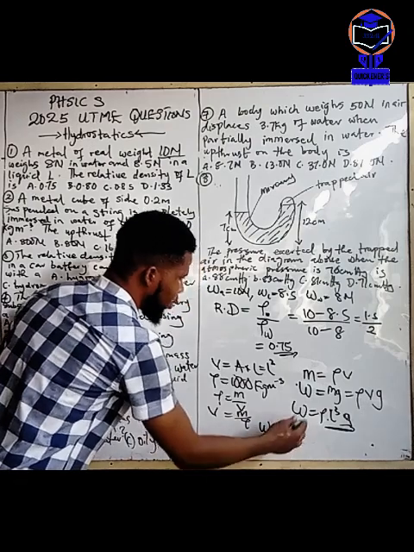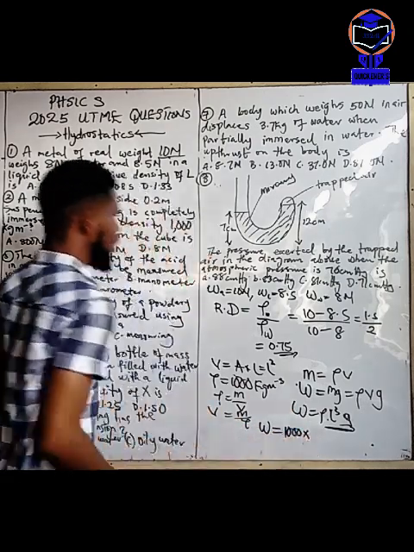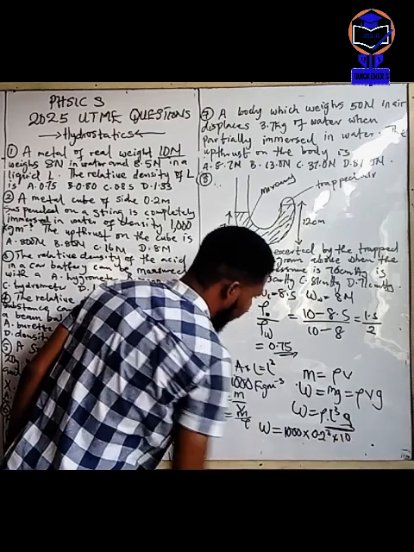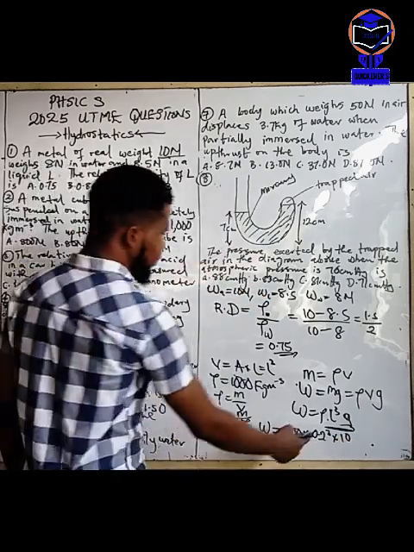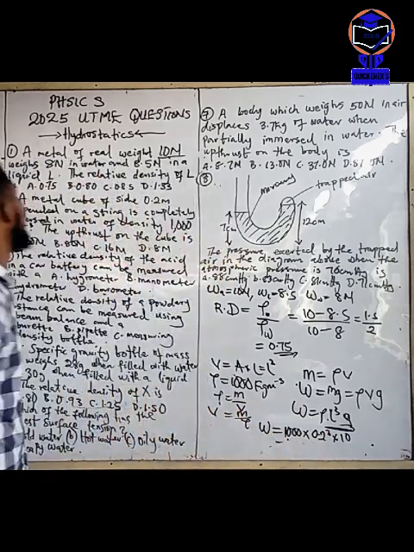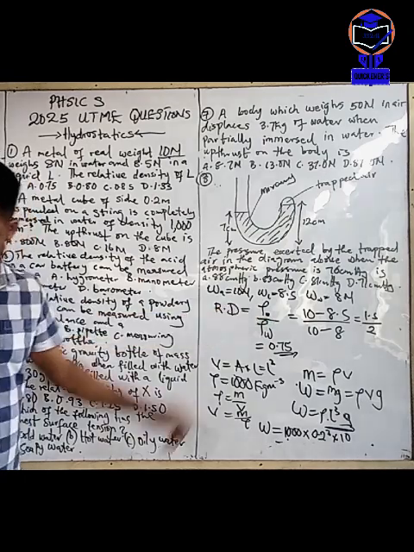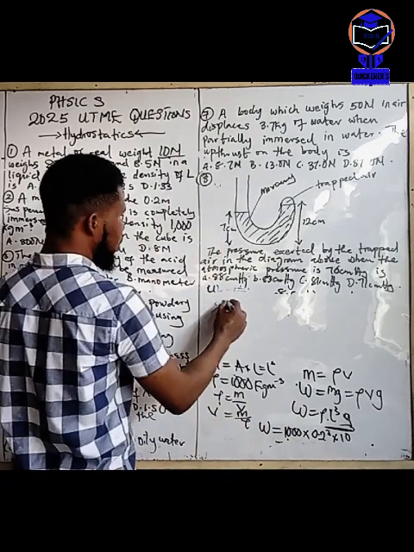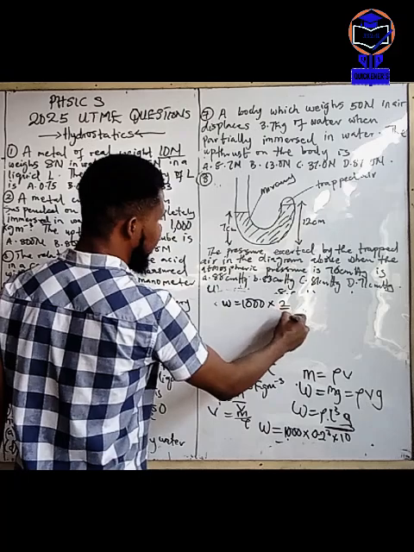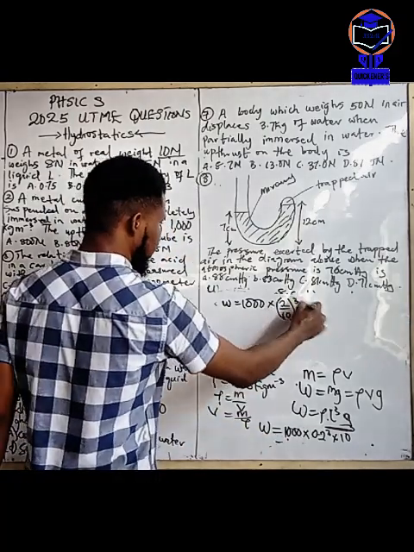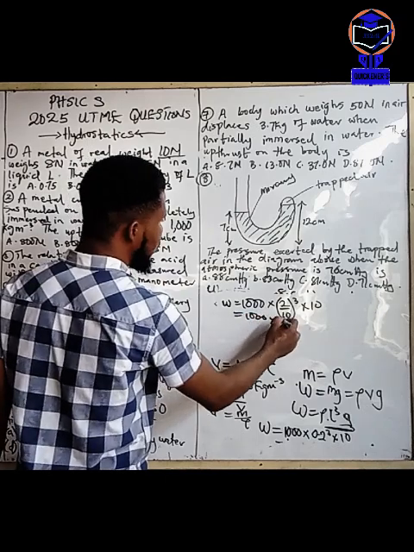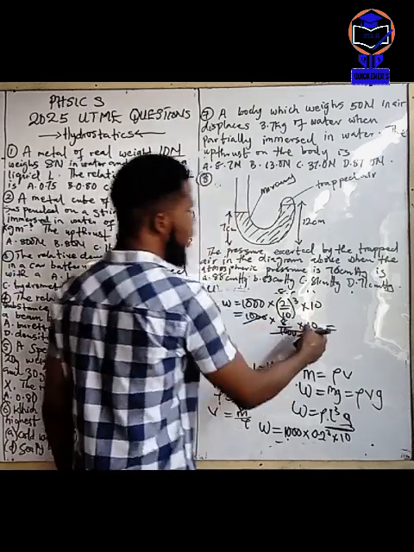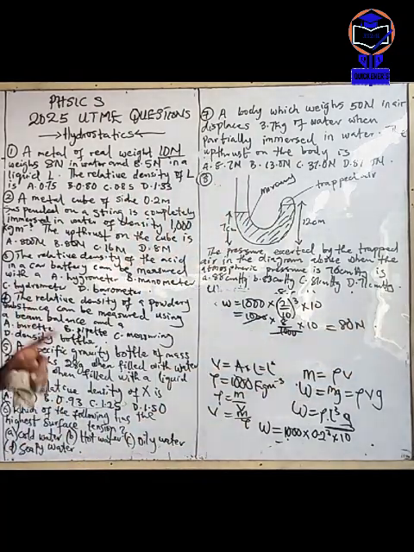So what we have? The weight is the density, 1,000, times L, which is 0.2, raised to power 3, times 10, the acceleration due to gravity. Let me complete this work here. This expression is more like weight is 1,000 times 2 over 10 raised to power 3, times 10. So 1,000 times 2 raised to power 3 is 8, and 10 raised to power 3 is 1,000. Then 8 times 10, that is 80. I think you understand it.